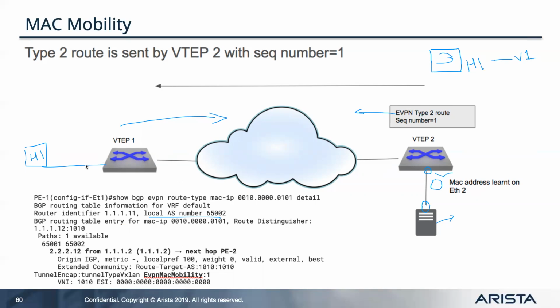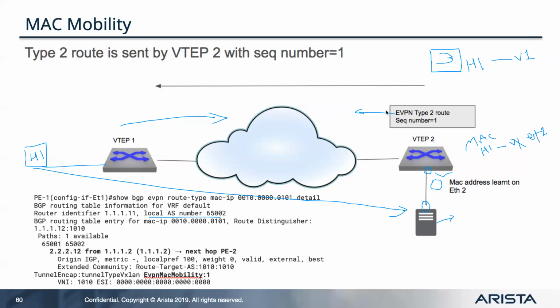Now you move this host from VTEP1 to under VTEP2. VTEP2 will send the advertisement that, hey, this host is local to me. It will first update its own MAC address table. Initially the MAC and VXLAN address table said H1 was behind VTEP1, but as soon as it learns locally, it will update that now it is behind VTEP2. And as soon as it learns this, it will send out an EVPN type 2 route.